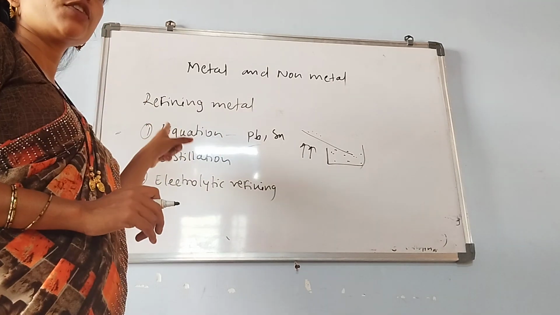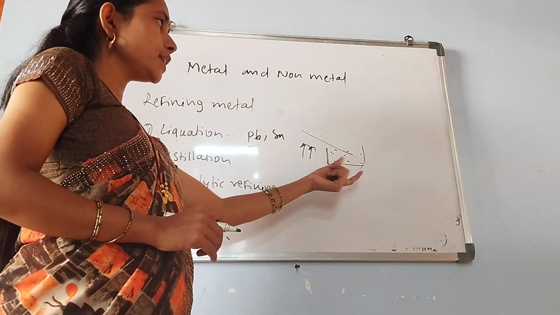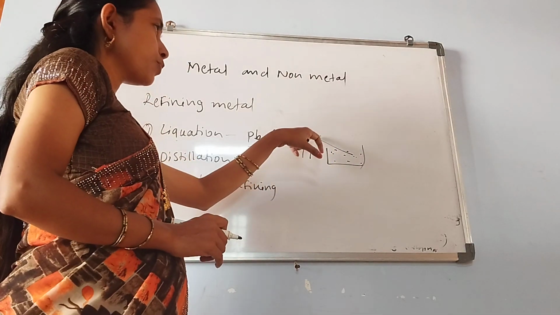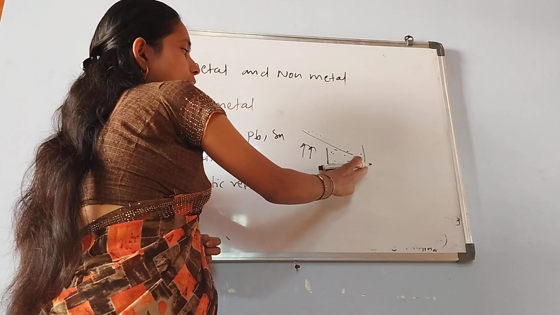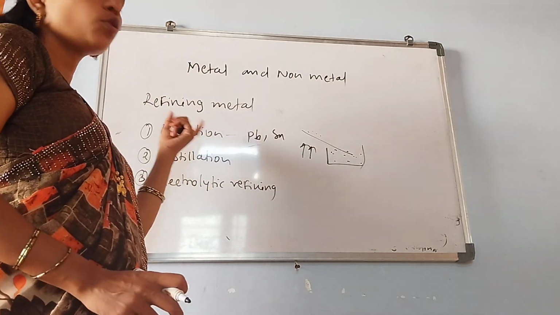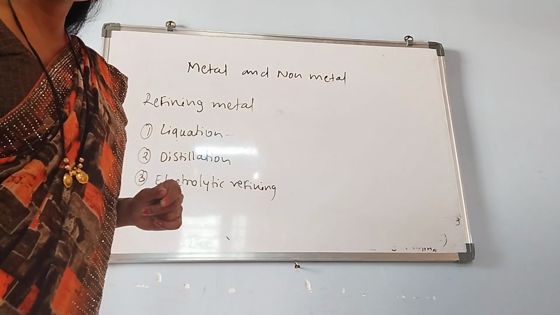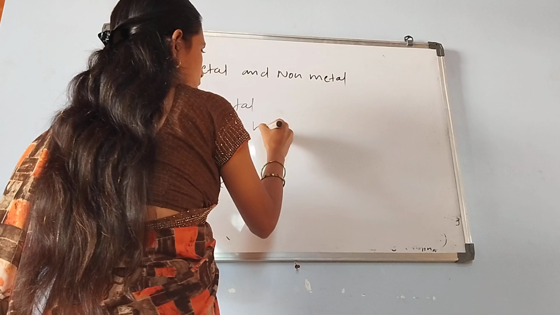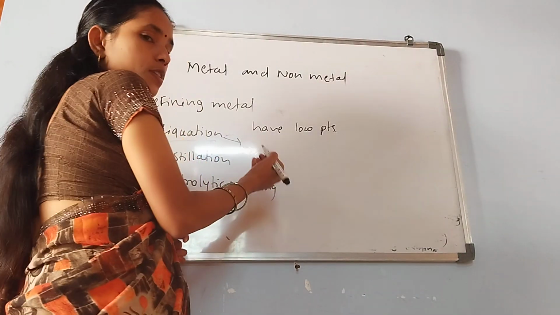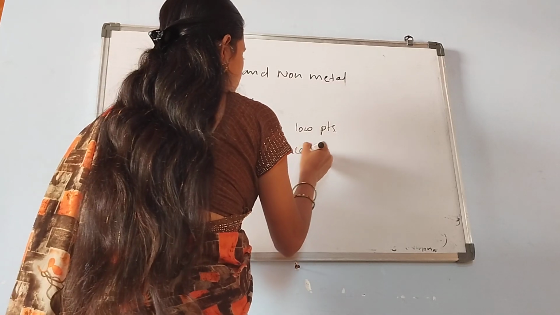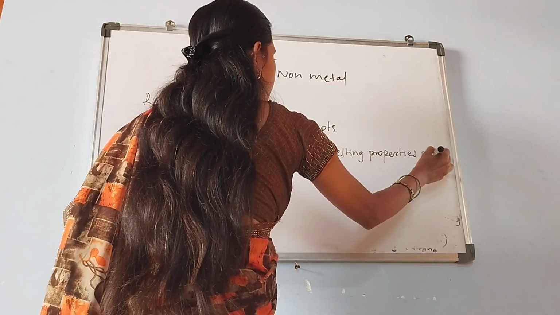The main basic principle of liquefaction is the difference in melting properties of impurity and metal. For example, the metal has a low melting point, so it will melt easily, and we collect it, separating it from the impurity. Whichever impurities are there settle on the sloping hearth, and whichever metals melt immediately are collected in the jar. Okay, so I'll write down the principle of the liquefaction process. Normally, which kind of metals do we use in the liquefaction process? The metals which have low melting points. The principle of this liquefaction process is the difference in melting properties of metal and impurity.